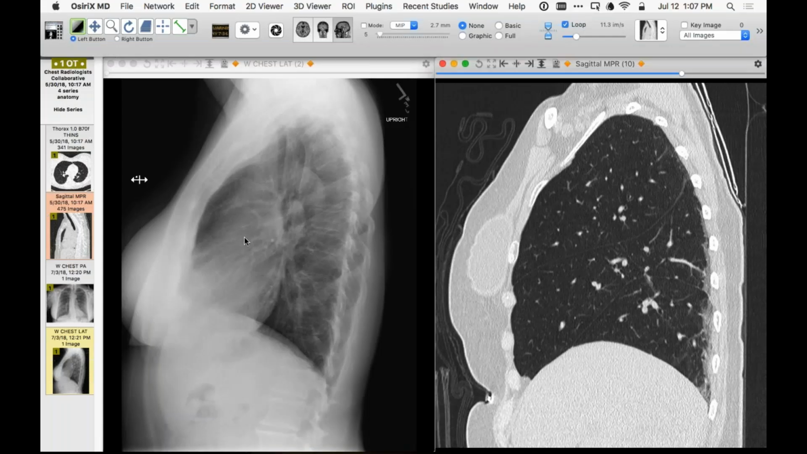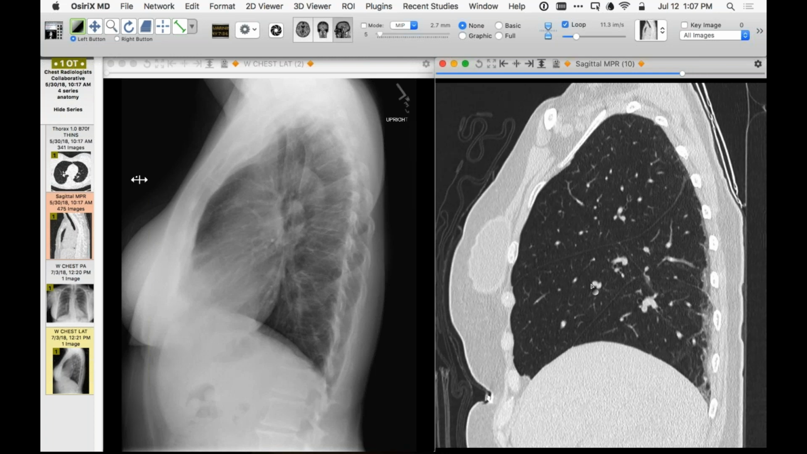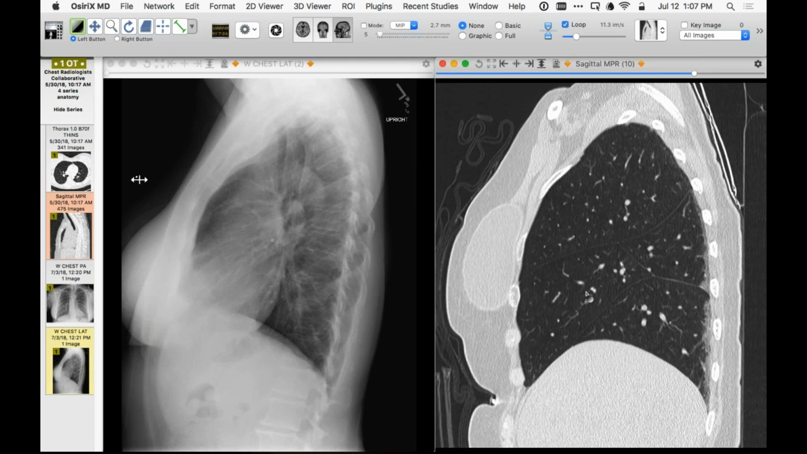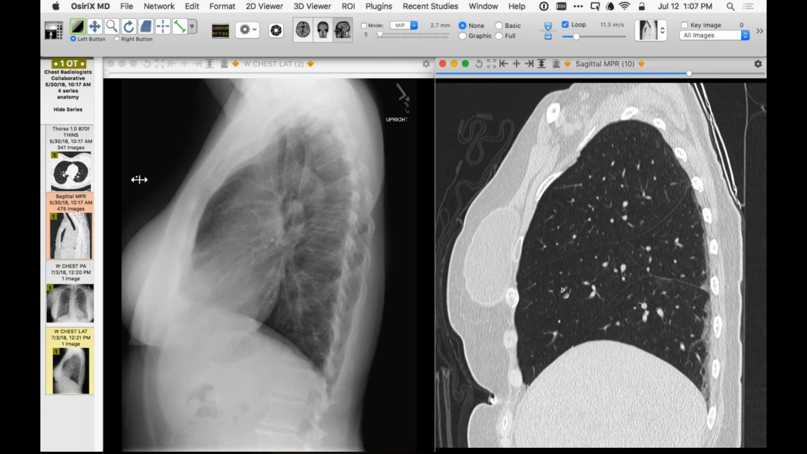Howard, are we on the left here? Or we're on the right. No, we're on the right. Yep. On the right. Okay. Yep. So a nice example of that.